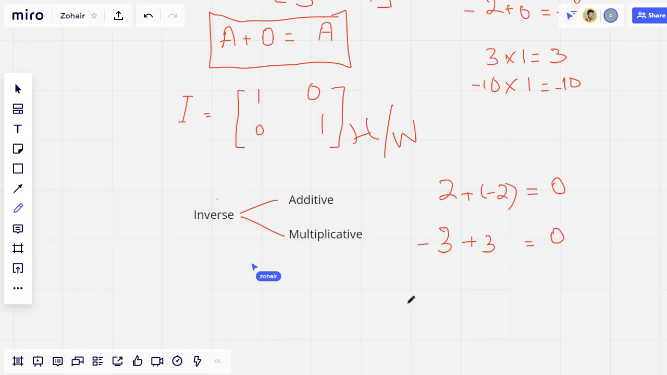So that means the additive inverse for a number is not universal. For each and every number there will be a different additive inverse. For minus 3, the additive inverse is plus 3. For plus 2, the additive inverse is minus 2. Just change the sign to get the inverse for it.